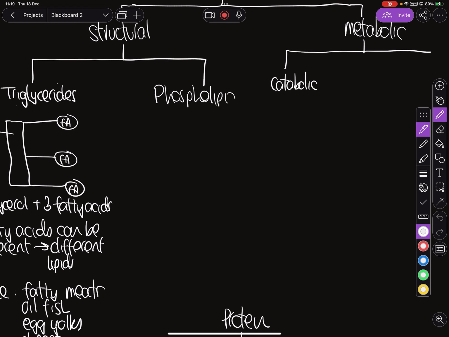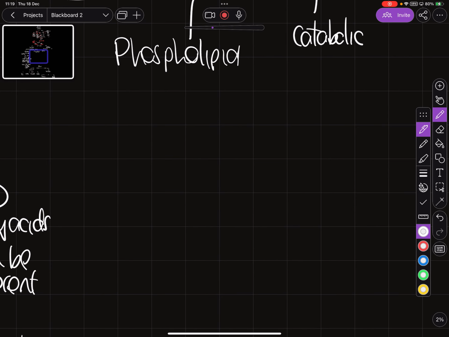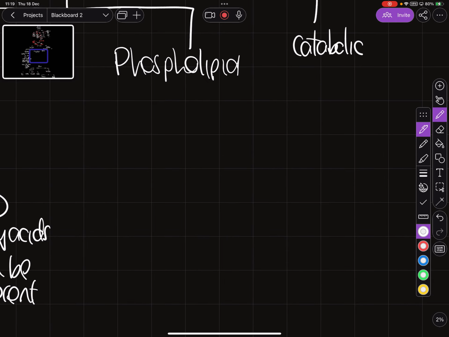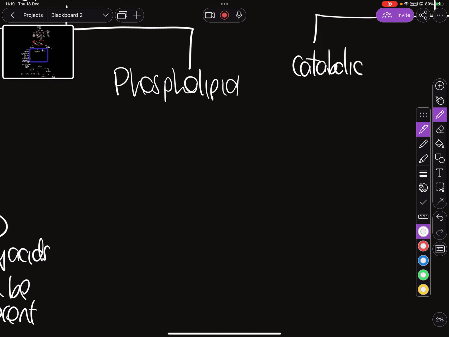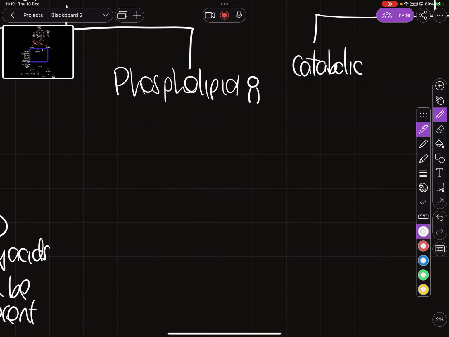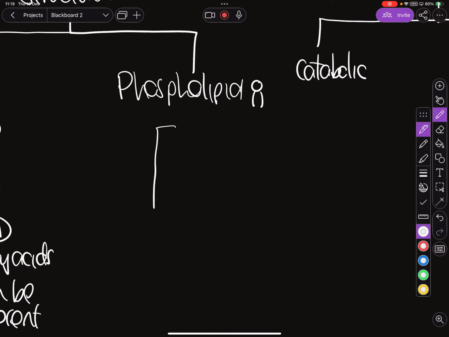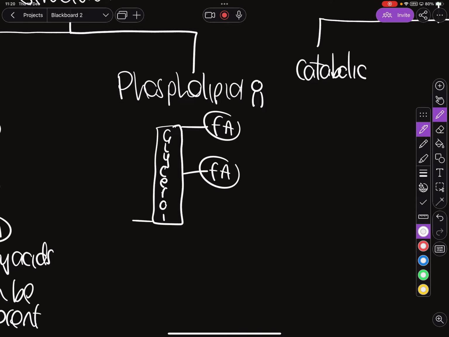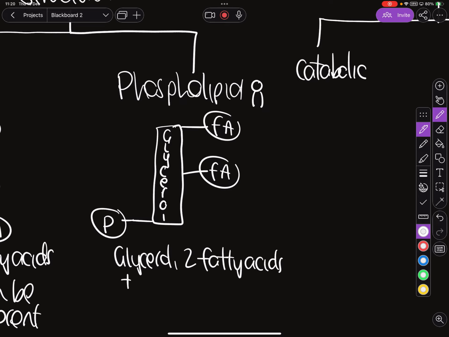Then the other version that we have is called a phospholipid. Now again, you should have seen this when we talked about cell membranes. We might have drawn something that looks like this for a phospholipid, so I'll go back into that again. In terms of this one, composition, it still has the glycerol backbone, except this time we only get 2 fatty acids, because at the third position there is going to be a phosphate group. So we get a glycerol, 2 fatty acids and a phosphate group.